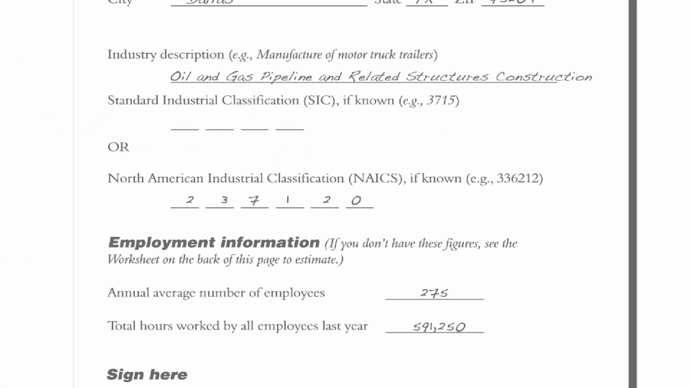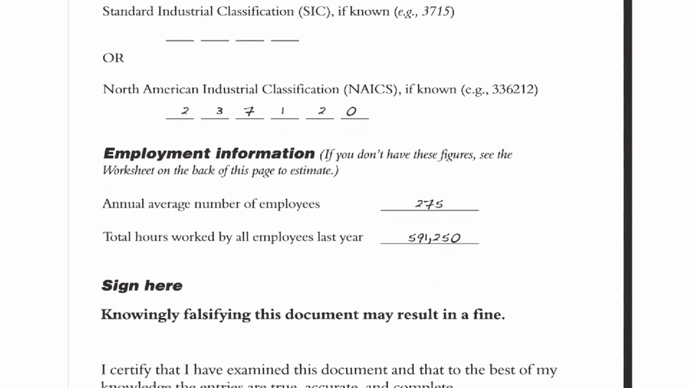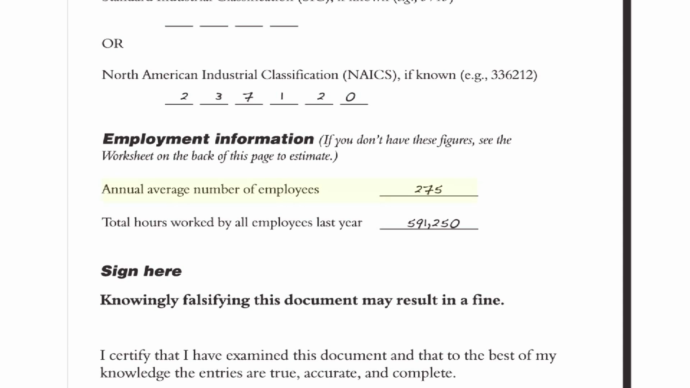After that, you will need to complete the Employment Information section, indicating your company's average number of employees and total hours worked for that effective year. The average number of employees must be a whole number, rounded up for any partial employees. It's also important to note that the average number of employees and total hours worked should include both office and field employees and their work hours.